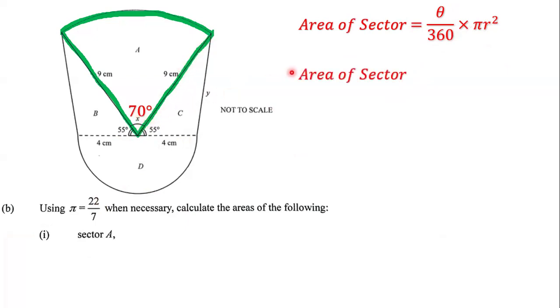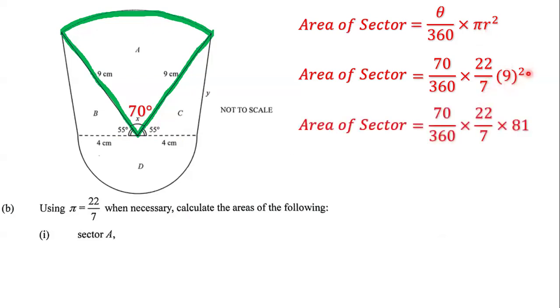And so we substitute those values in. We have 70 degrees for theta, 22/7 for pi, and r is the radius, that's 9. So we have 9 squared, and 9 squared is 9 times 9, which is 81. So we have 70 over 360 multiplied by 22/7 multiplied by 81.